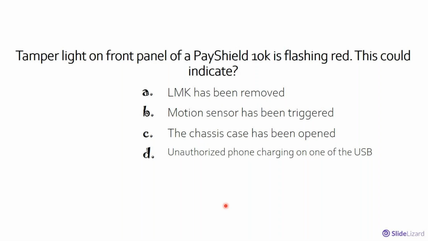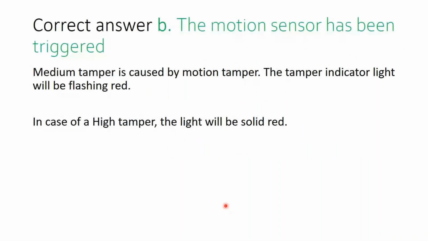And the right answer is B. The flashing red means a medium tamper has occurred. And out of all the four options, the medium tamper is triggered by a motion sensor. So a motion sensor will trigger a medium tamper, and a medium tamper means flashing red. In case of a high tamper, the light will be solid red.